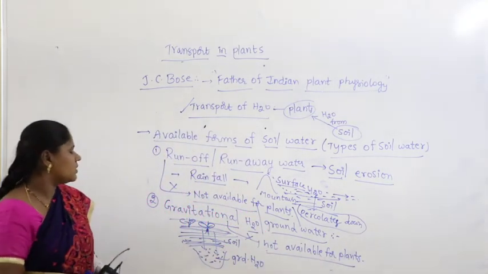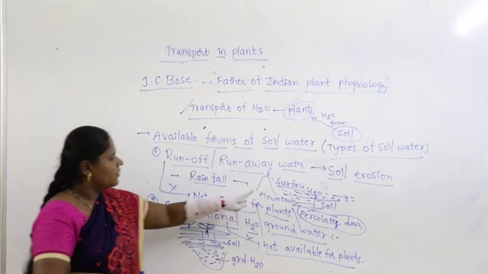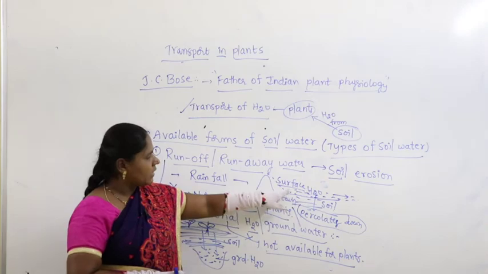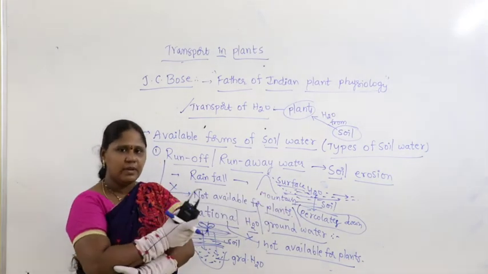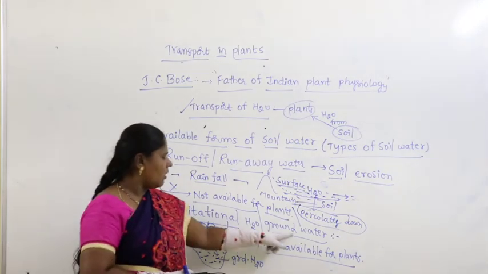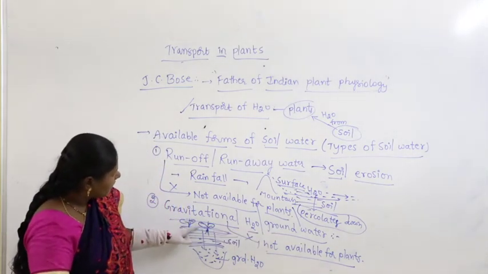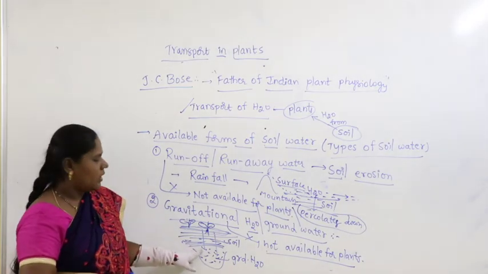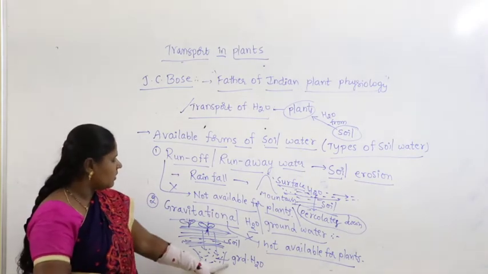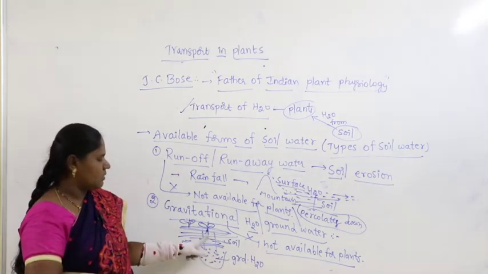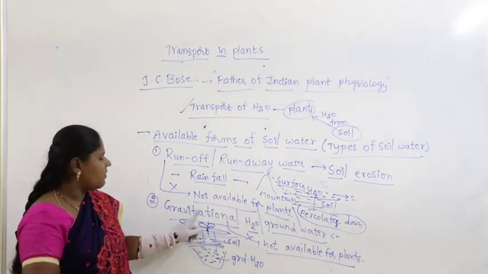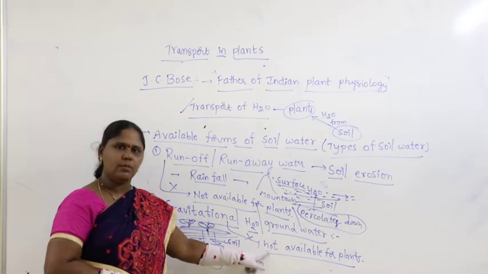What's the meaning of this? Surface water runs from one place to another. As a result, plants cannot make use of runoff water. Similarly, gravitational water or groundwater means water penetrating into the deeper layers of the soil and forming groundwater. It stores at some layers of soil, and the upper layers of the soil cannot store this water. As a result, even gravitational water is not available for plants.